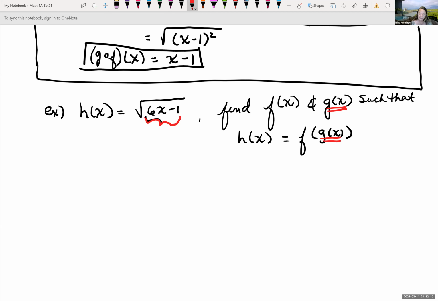G of x, this inner function. So if you have a radical, choose that inner function to be everything underneath that radical. If you have parentheses raised to some power and there's some function inside that parentheses, make that be what's inside the parentheses, your inner function. So we're going to choose in this case, g of x to equal 6x minus 1.